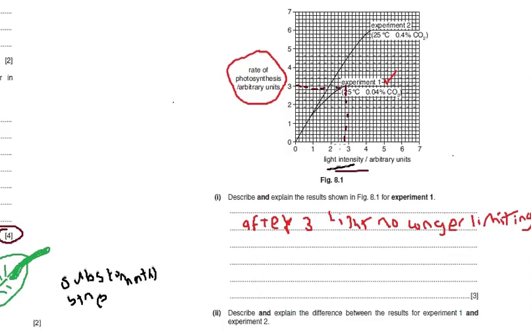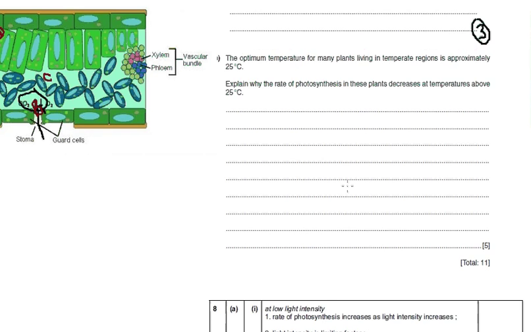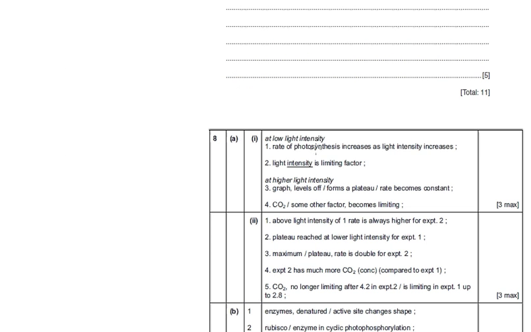Then the rate is constant after 3 because the light intensity is not limiting any longer. So there are 2 things we mentioned, and you have to quote the data. And what does the marking scheme say? At low light intensity, the rate of photosynthesis increases as the light intensity increases, so light intensity is the limiting factor. At higher light intensities, the graph levels off and forms a plateau, the rate becomes constant, so carbon dioxide or some other factor becomes limiting.